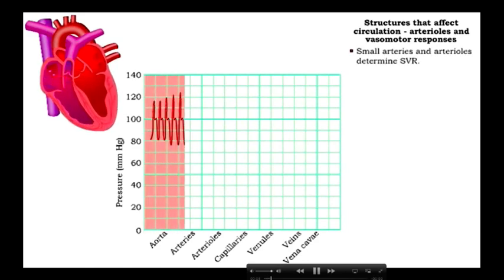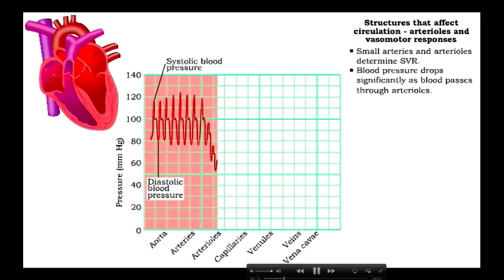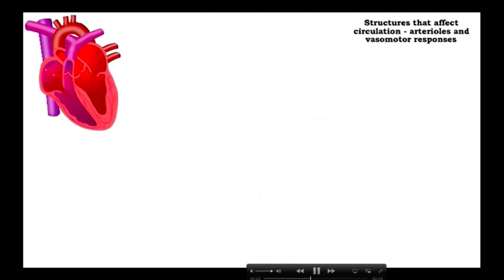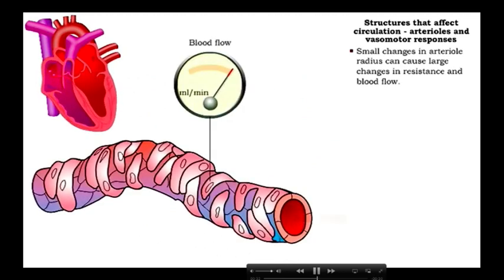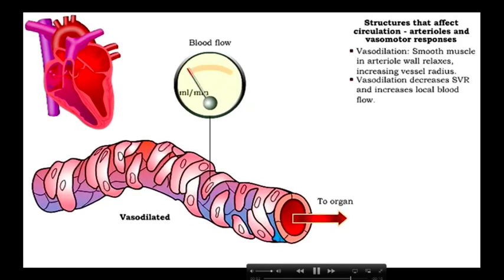Small arteries and arterioles play a primary role in determining systemic vascular resistance. As blood passes through arterioles, pressure decreases significantly. Decreasing arterial radius and decreased wall elasticity are the main reasons for increased systemic vascular resistance. Small changes in vessel radius can lead to large changes in resistance and blood flow. Vasoconstriction of a vessel brought on by smooth muscle contraction in the arterial wall increases systemic vascular resistance and can reduce blood flow to almost nothing. Vasodilation of a vessel brought on by smooth muscle relaxation in the arterial wall reduces systemic vascular resistance and can dramatically increase blood flow.